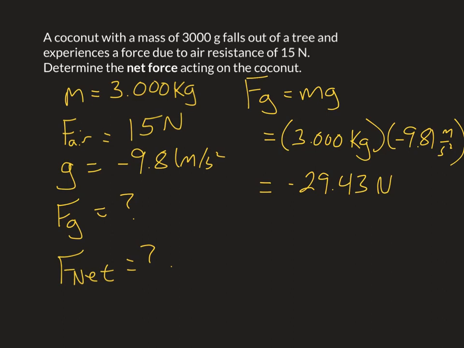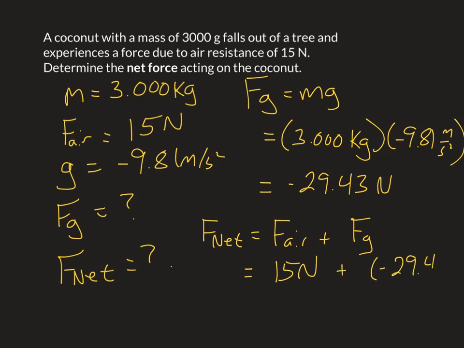So now to find my net force, what I'm going to do is add these two forces together. All right. I'm going to add the air resistance plus the force of gravity. So when I do that, I'm going to go 15 newtons from air plus negative 29.43 newtons from the gravity. And when I add those two together, what I get as an answer is, and I'm going to use the right significant digits here, 14 newtons down.